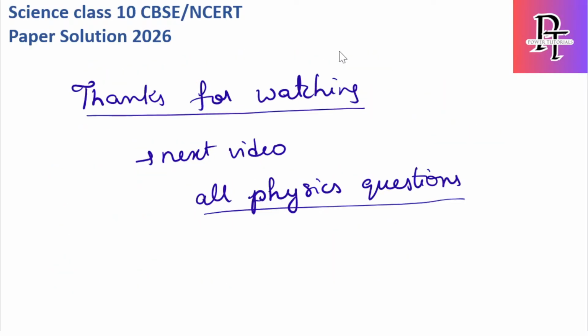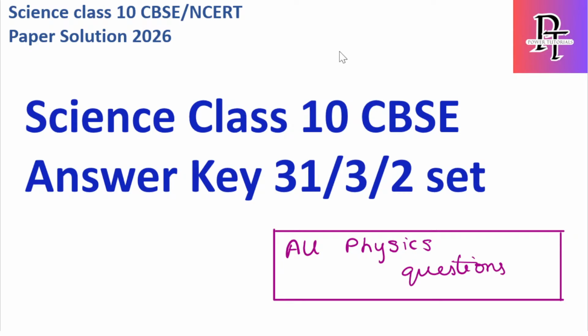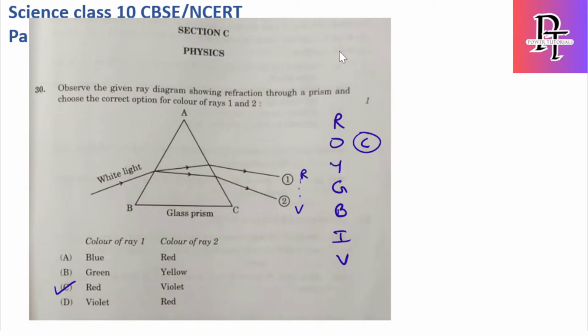So as mentioned, now I'm going to start with all physics questions. I'll just give a small recap of the 3 physics MCQs, and then we'll go to the next questions. The first one is the 30th question. Observe the given ray diagram showing refraction through a prism. Choose the correct options for the colors of rays 1 and 2. So 1 is the least deviated and 2 is the most deviated. The most deviated will have the lowest speed and the highest wavelength of... so for that we have the colors VIBGYOR, that is violet is the most deviated and the least deviated is red. So the answer is first is red and the second is violet.